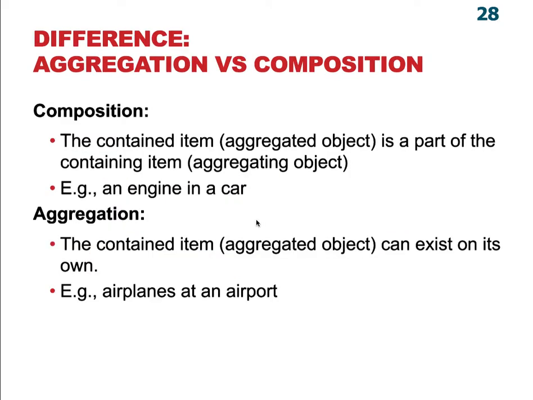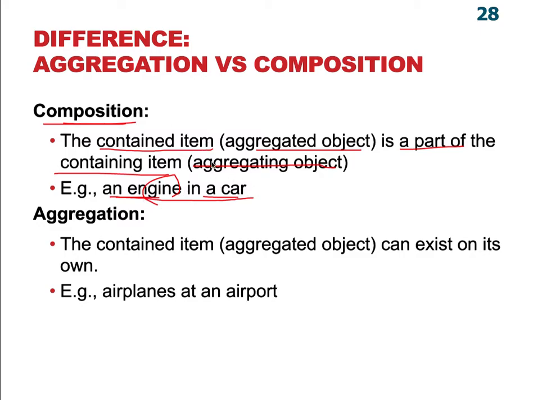Let's take a look at a little more detail. What's the difference? In composition, the contained item, the aggregated item, is a part of the containing item, the aggregating object. That is typically the case. For example, an engine is contained in a car, so this engine is exclusively owned by a car. We don't see any one engine being owned by many cars on the street. So that is a composition, an exclusive ownership case.